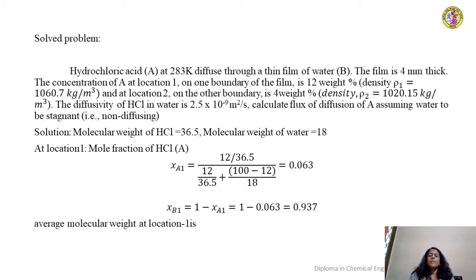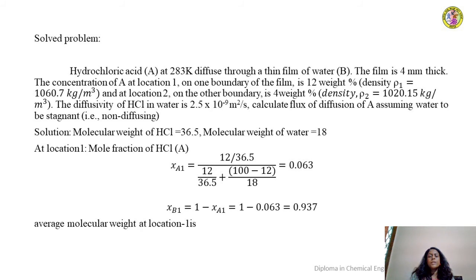So the diffusion is occurring from location 1, that is on the one boundary where the concentration is high, 12 weight percent, up to the other boundary of the water film where the concentration is lower, that is 4 weight percent. Also the density of the solution at location 2 is given. So it is rho 2, 1020.15 kg per meter cube. The diffusivity of HCl in water, DAB, is also given. It is 2.5 times 10 to the power of minus 9 meter square per second.